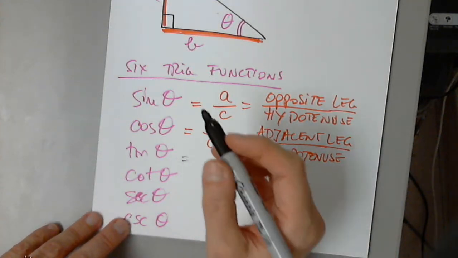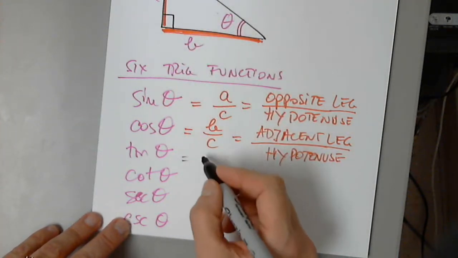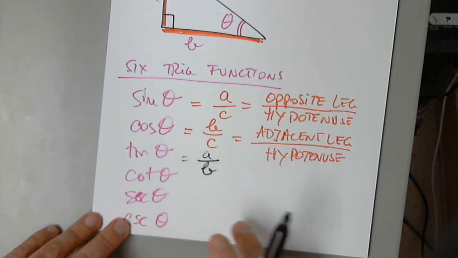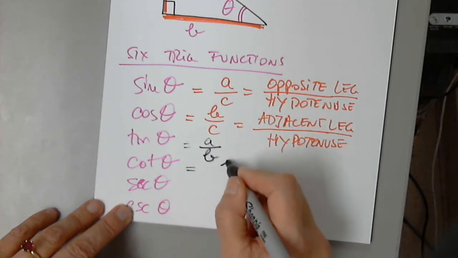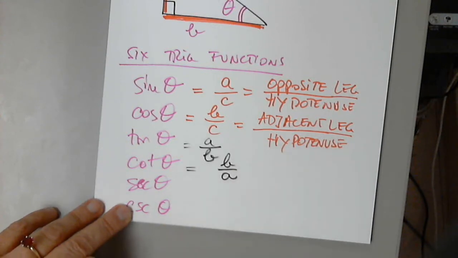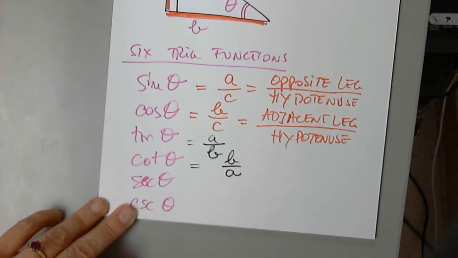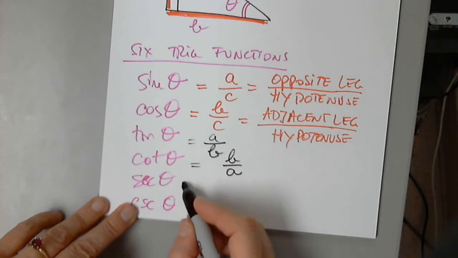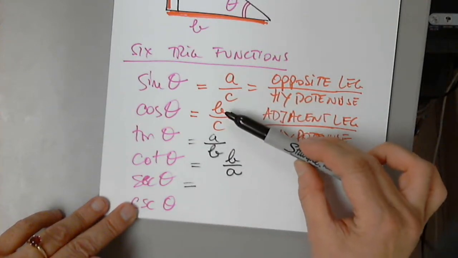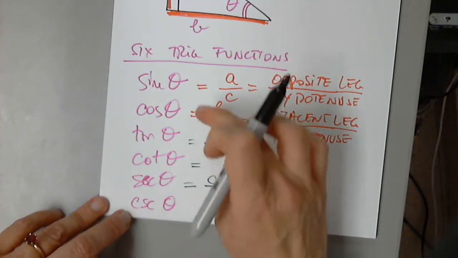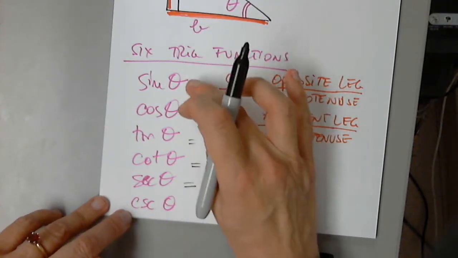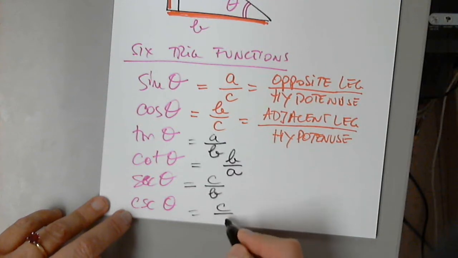Tangent will be opposite over the adjacent. Now you know what they are, A, B, and C. Cotangent is the adjacent divided by the opposite. Secant is 1 over cosine, so it will be C divided by B. And cosecant is 1 over sine, and I'm going to write the relationship in a moment, is C divided by A.